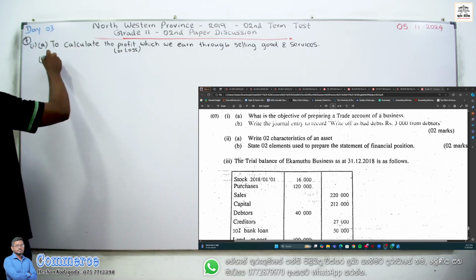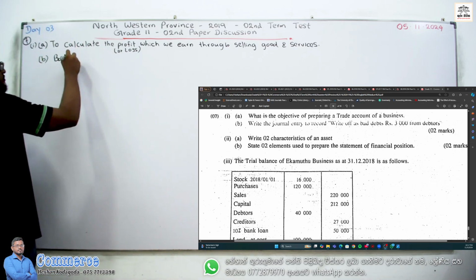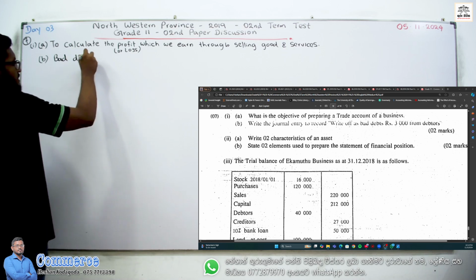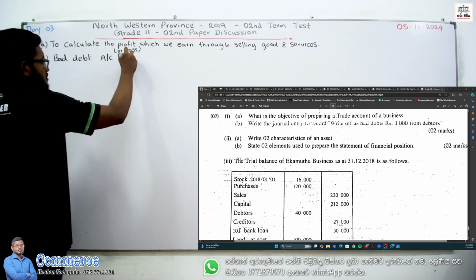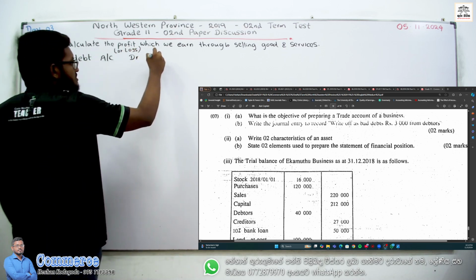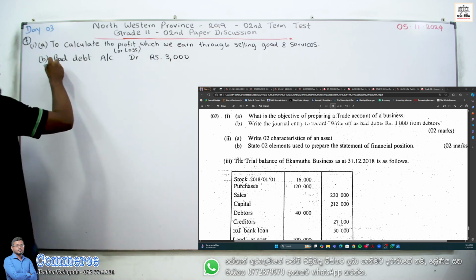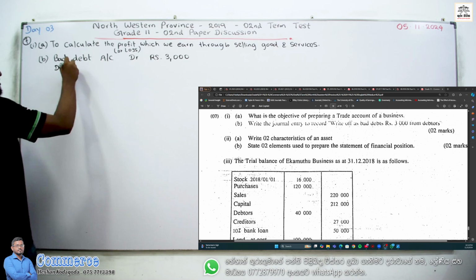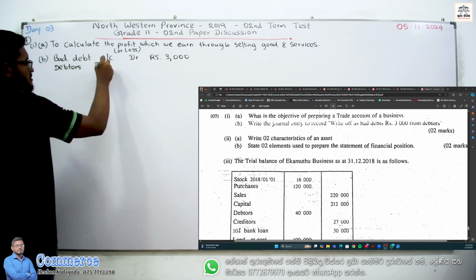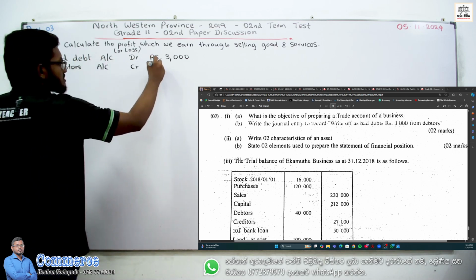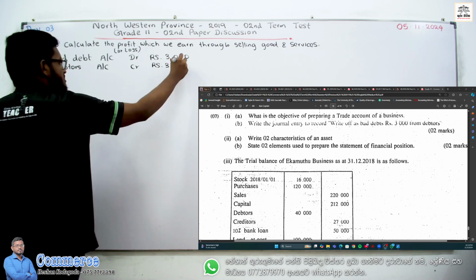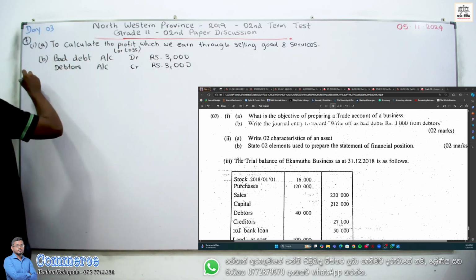Bad debt account debit rupees 3,000. Why? Since the expense increases. Debtors account credit rupees 3,000, since the asset decreases. Okay.